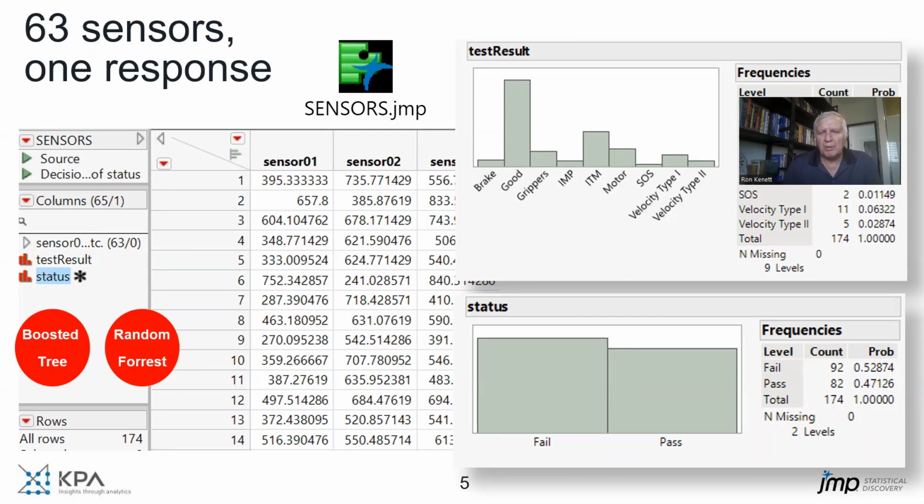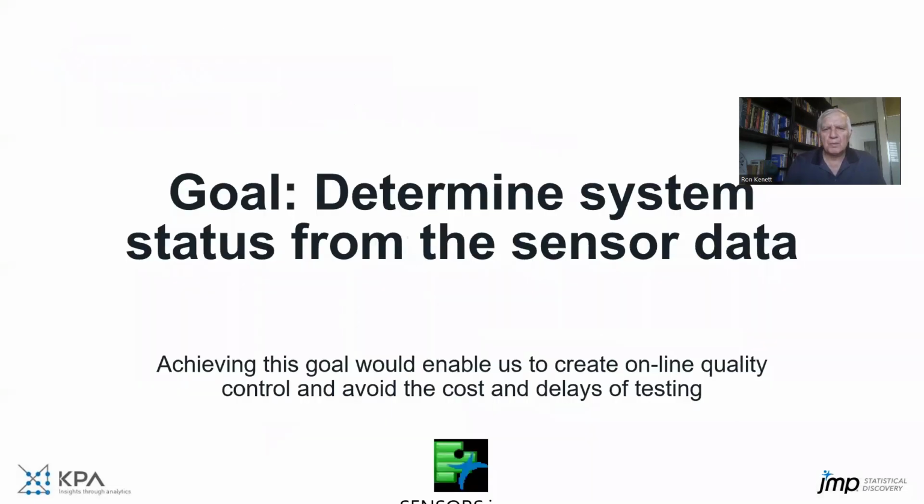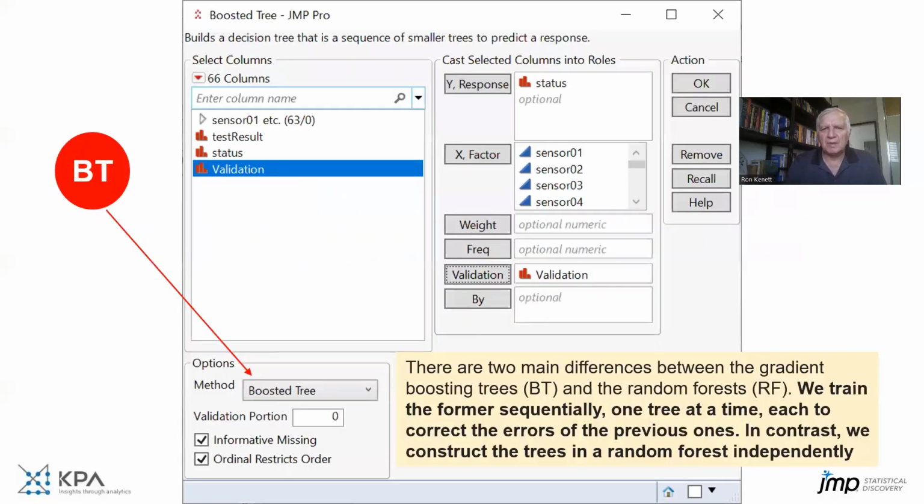And we have another report, which is a more detailed report on test results, where when the systems fail, we have some classification of the failure. So test result is more detailed, status is sort of go, no go. The goal is to determine the system status from the sensor data so that we can maybe avoid the costs and delays of testing, and we can have some early predictions on the fate of the system.